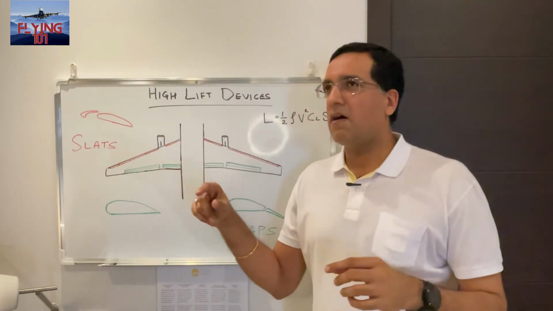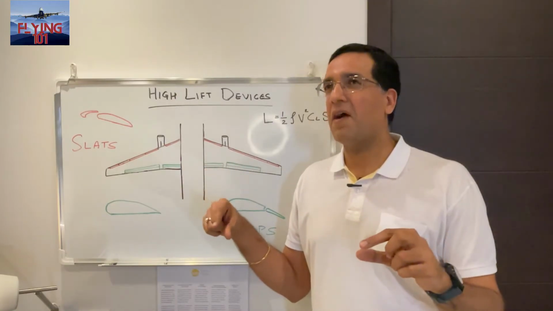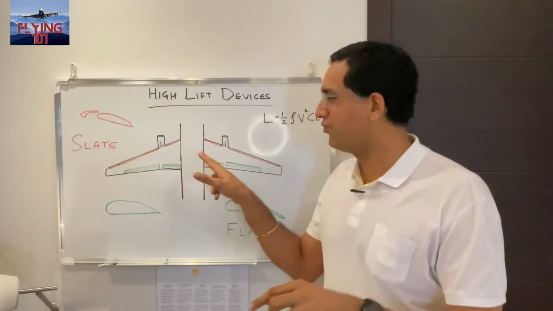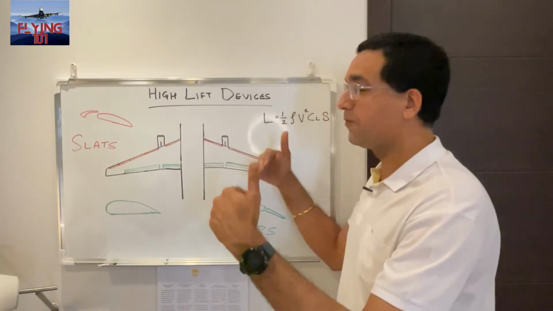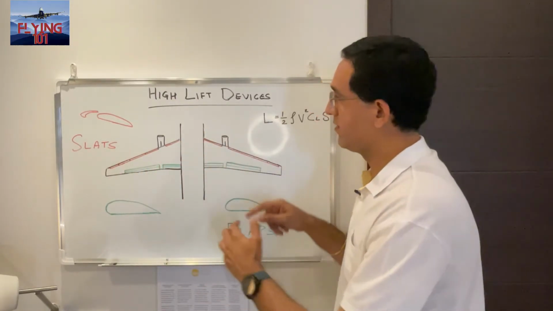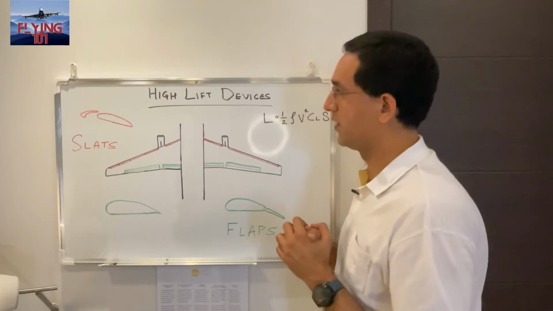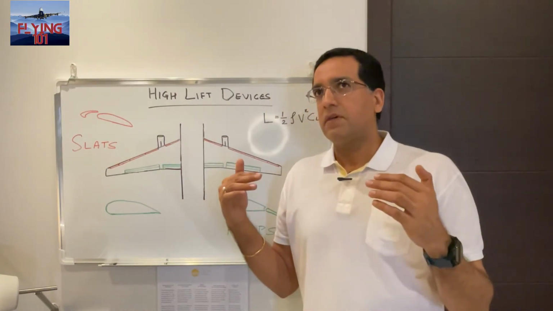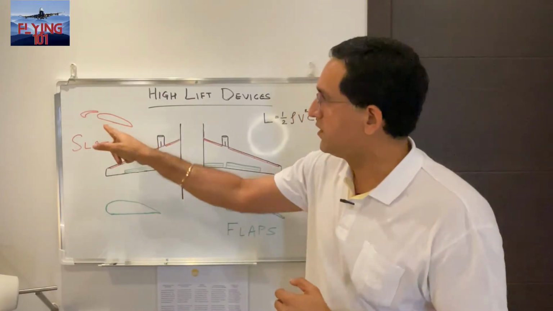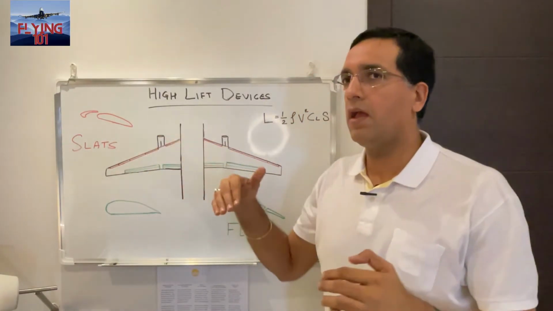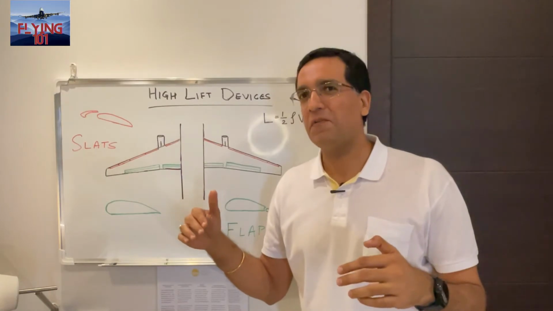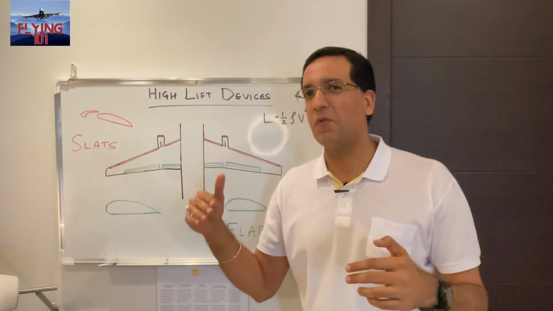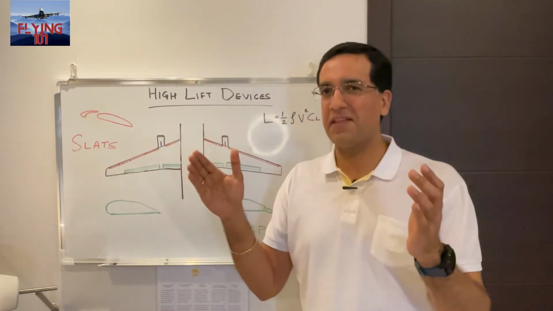Slats are high lift devices again, and they are typically on the leading edge of wings. We're talking about the front of the wings, as represented by the drawings over here. Slats, once extended, so that's an extended slat over there, allow the boundary layer over the wing to be re-energized. All right, let's break that down simply.